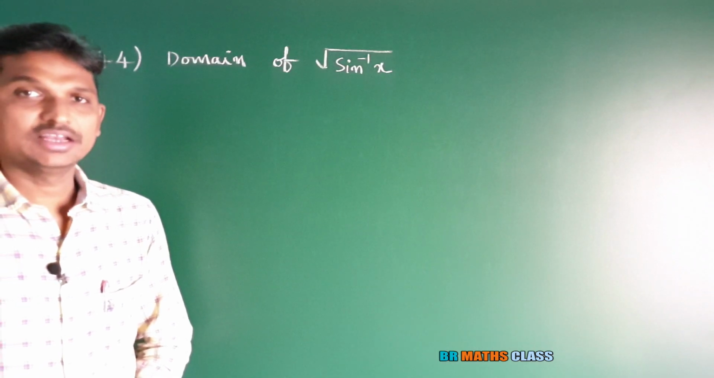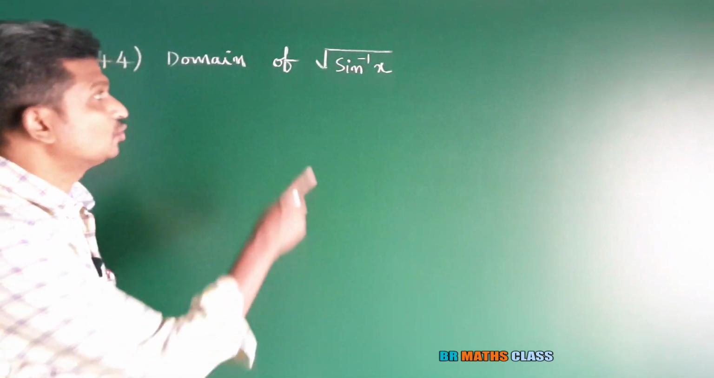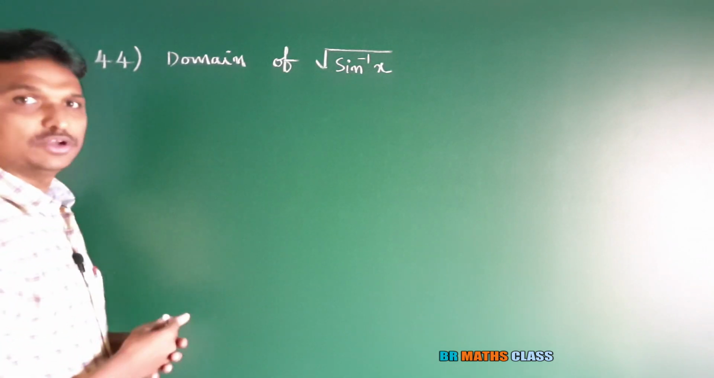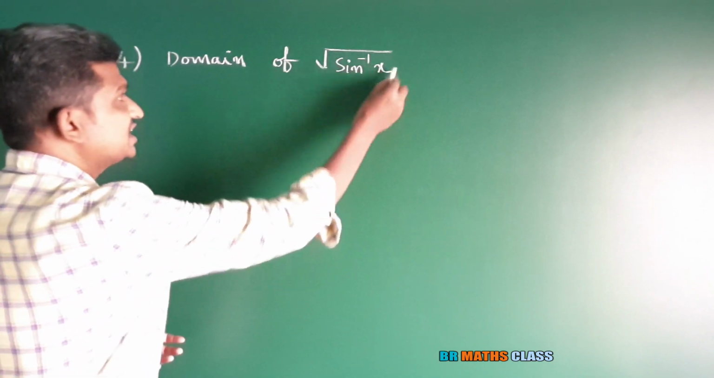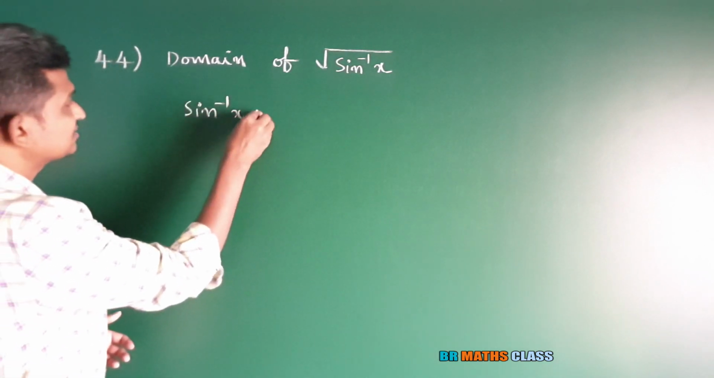We need to calculate domain of square root of sin inverse x. You can observe two things here. One is square root, another one is inverse trigonometric function. To calculate domain of this function, whatever the expression is there in under root, that must be greater than or equal to 0. This we learned in previous classes also.